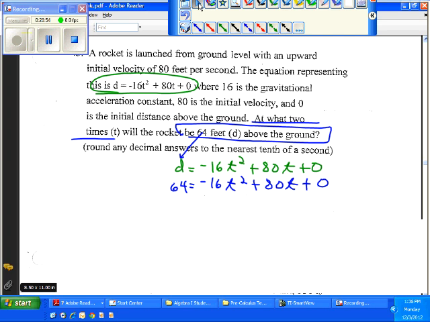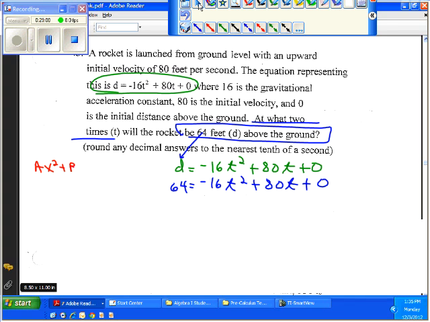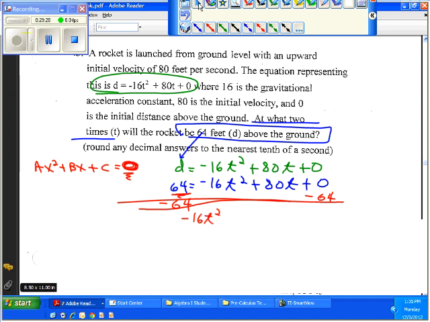Now, why are those incorrect? Standard form of a quadratic is what? Ax squared plus bx plus c equals 0. That's not equal to 0, that's equal to 64. So before you try to decide what your A, B, and C is, you must first set it equal to 0, which is getting it in standard form. So we have negative 16t squared plus 80t minus 64 equals 0.